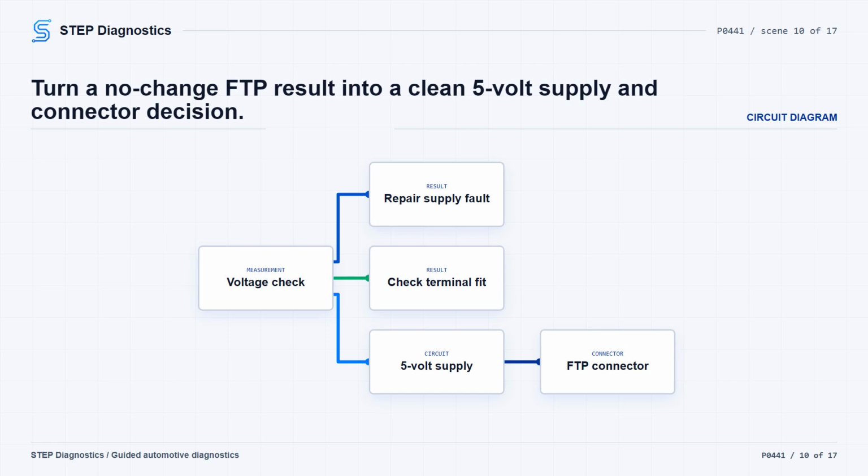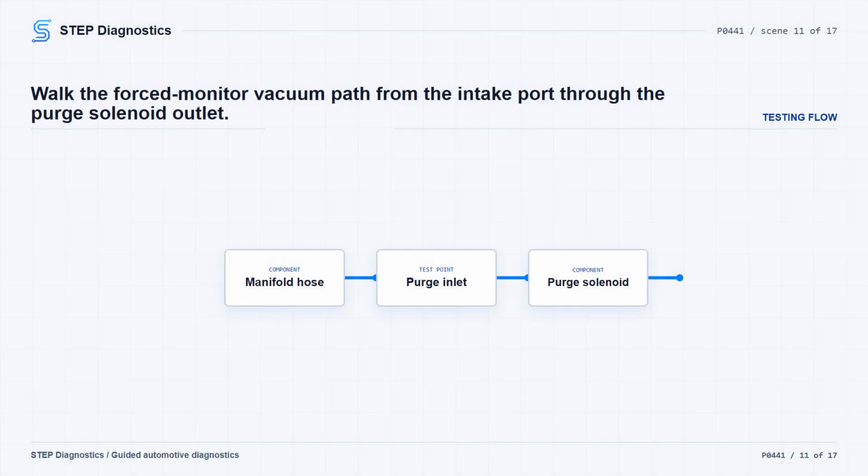A lost 5-volt supply can leave the sensor signal stuck mid-range, and the PCM may not see the pressure change it expects during purge operation. When the path points toward purge flow or the purge solenoid, inspect the intake manifold vacuum port first. Remove the manifold hose from the intake manifold port and look for restriction or blockage from flashing or carbon buildup.